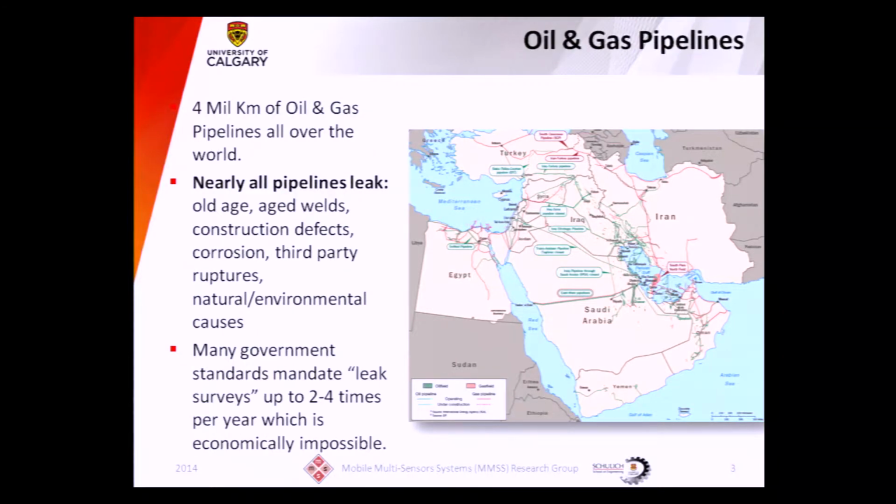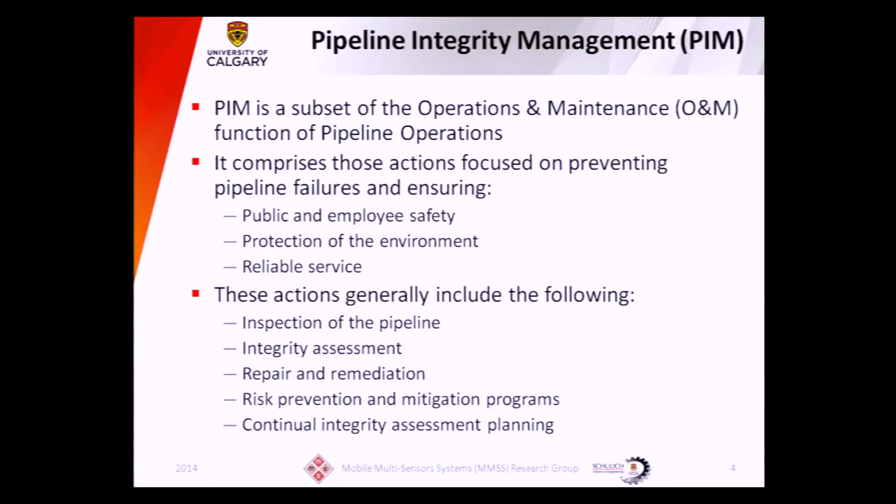For example, in Canada, some of the main lines are required to be surveyed 2 to 4 times per year to make sure that the integrity of the pipeline is in good condition. Of course, the overall objective is to save public and employee safety, but some are also required because of legal issues, such as protecting the environment and protecting the people around the pipelines.